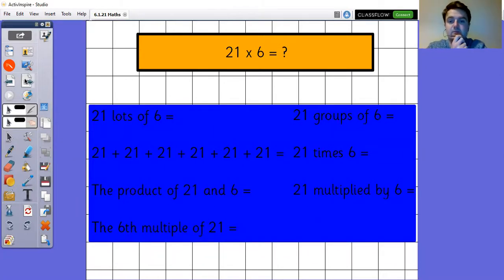Now, there's lots of different ways that we can think of 21 times 6. We can think of it as 21 lots of 6, 21 plus 21 plus 21 plus 21 plus 21 plus 21. The product of 21 and 6, the sixth multiple of 21, 21 groups of 6, 21 times 6, or 21 multiplied by 6. And multiplication is commutative as well, which means that 21 times 6 is the same as 6 times 21. So all of those would work the other way around too.